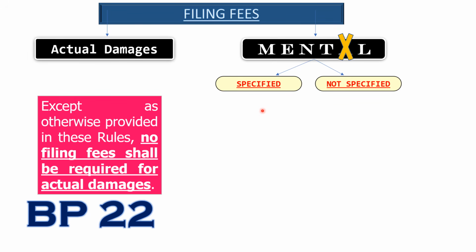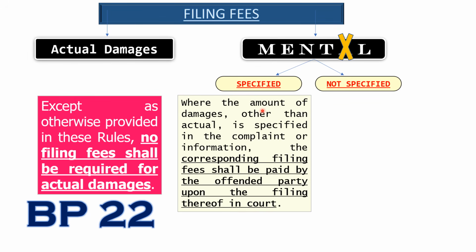Pag nakasulat, that means nakaspecify, ang sinasabi sa atin ng batas is that the corresponding filing fees shall be paid by the offended party upon the filing thereof in court. Again, where the amount of damages other than actual is specified in the complaint or information, then you have to pay the filing fees in the court or in the OCC.